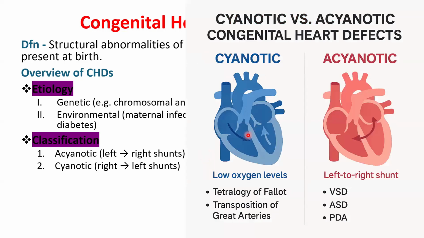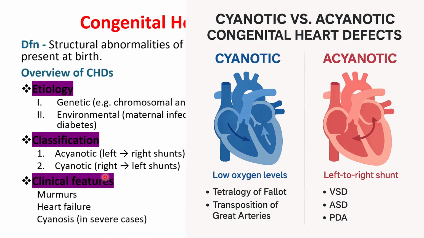So cyanotic, because ideally the blood is not going to the lungs, so the blood will not be well oxygenated. The person will turn bluish in color because of low oxygen levels. But now, in acyanotic, blood has already gone into the lungs, so it is coming back well oxygenated. So ideally, this person will not turn bluish because blood is well oxygenated, and the issue is on the left side and not on the right side.